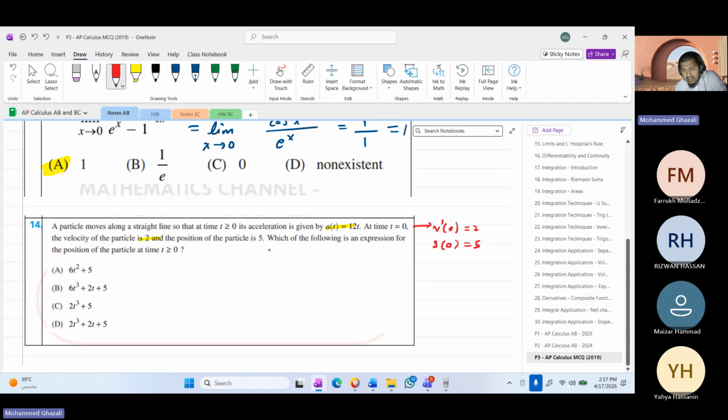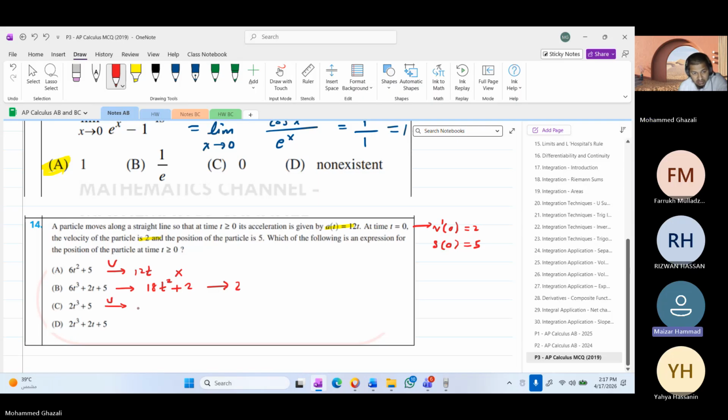Let's differentiate each one, substitute 0 and see if we get 2. If this is velocity and you substitute 0, you would get 0. So A is wrong. Try the next one. Here it would be 18t squared plus 2, so at 0 you get 2. No, it can't be that, we never check the rest. Here it would be 6t squared plus 5, and there you'd get 0. And the other one you'd get 6t squared plus 2. So it's either B or D.